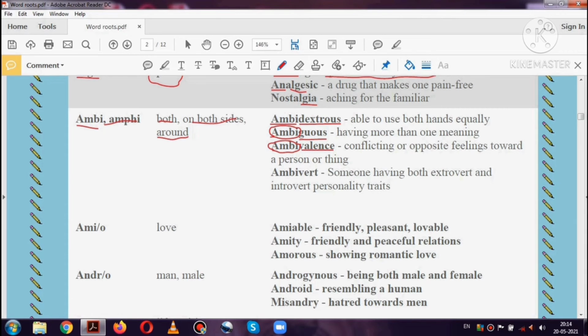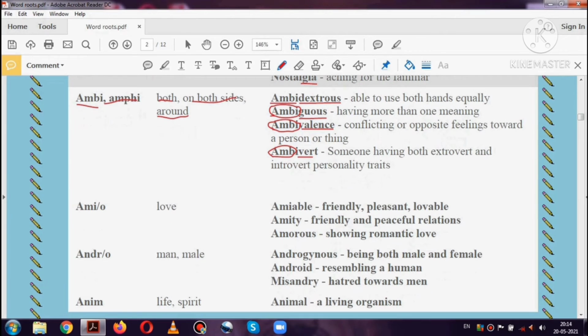The next word is ambivert. Now here ambi means two and vert means tendency. So any person who has both an extrovert tendency as well as an introvert personality. Extrovert is the person who talks to people frequently, and introvert is the person who talks to others less frequently. So ambivert is the person who has both extrovert as well as introvert personality traits.